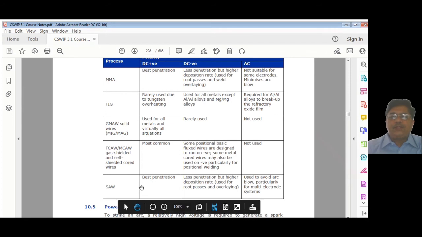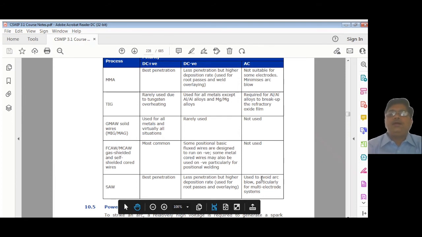SAW will give you the best penetration if it is on DC positive. Less penetration but higher deposition rate if you are putting it DC negative. AC is used to avoid arc blow, particularly for multi-electrode systems. For example, what is a multi-electrode system?